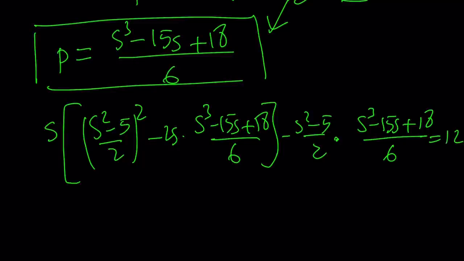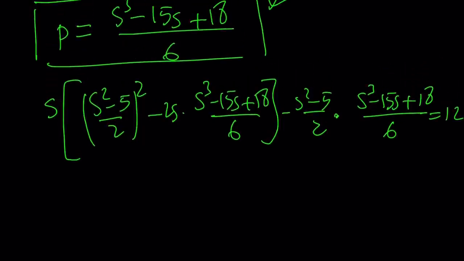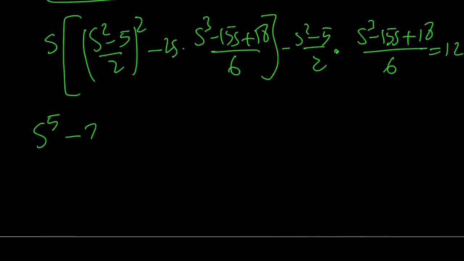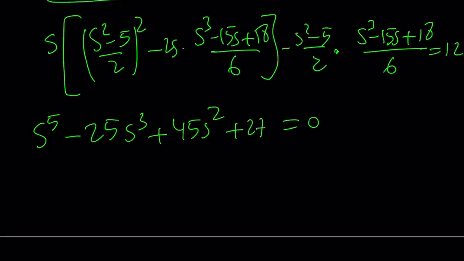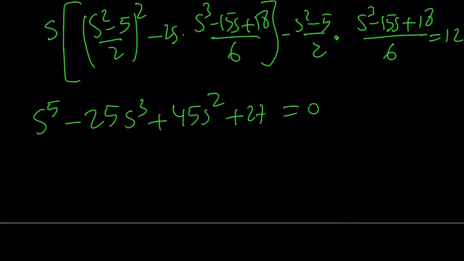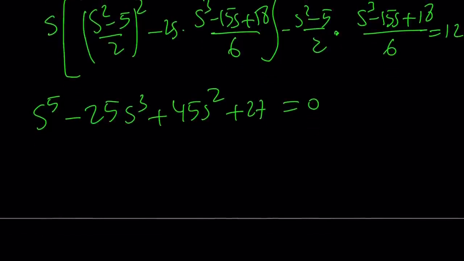All right, awesome. So now, if you simplify this, again, I'll spare you the trouble, you're going to get the following quintic. S to the 5th power minus 25s cubed plus 45s squared plus 27 equals 0. And for solving this, obviously, if you wanted to use the rational root theorem, you would use the divisors of 27, 1, 3, 9, 27, plus minus, and so on. But s equals 3 happens to satisfy, and I checked it for you.